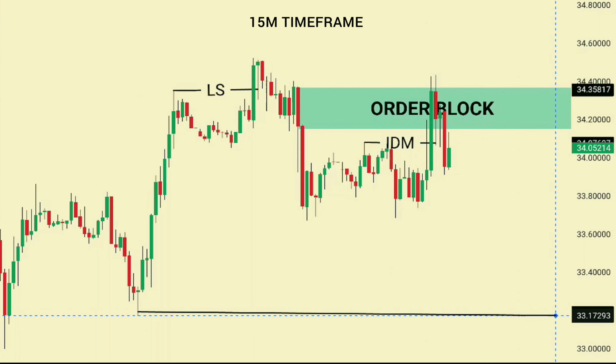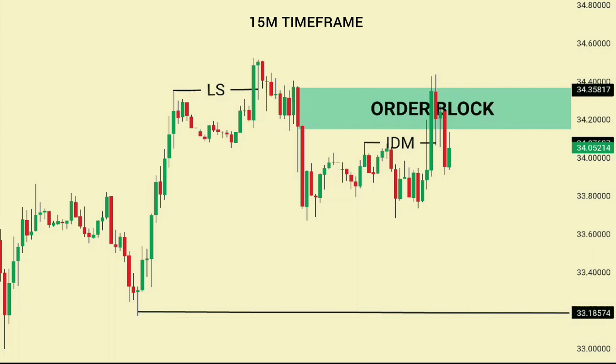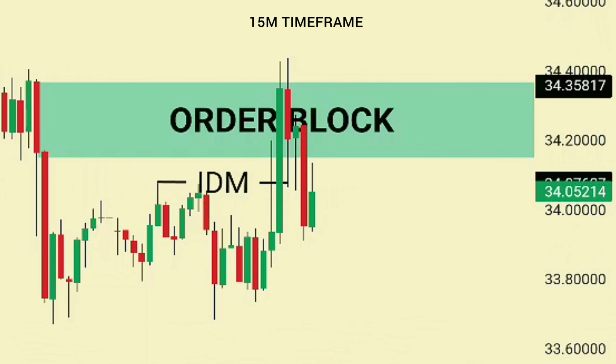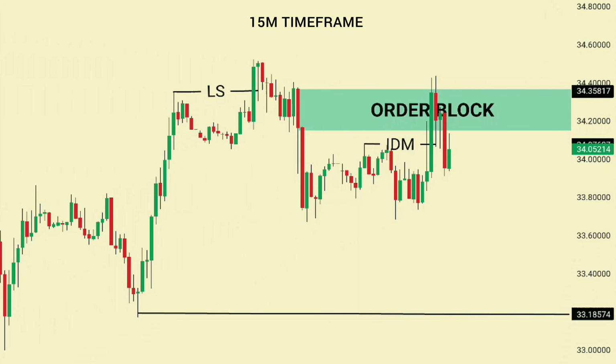Now comes the confirmation I'm waiting for: displacement. After price reacts from the order block, I want to see a strong bearish move with momentum. This tells me that sellers are taking control and the market is likely ready to continue lower. Without displacement, I avoid entering because the setup isn't fully confirmed. I always let the market prove its intention first, and only then do I prepare for my trade.